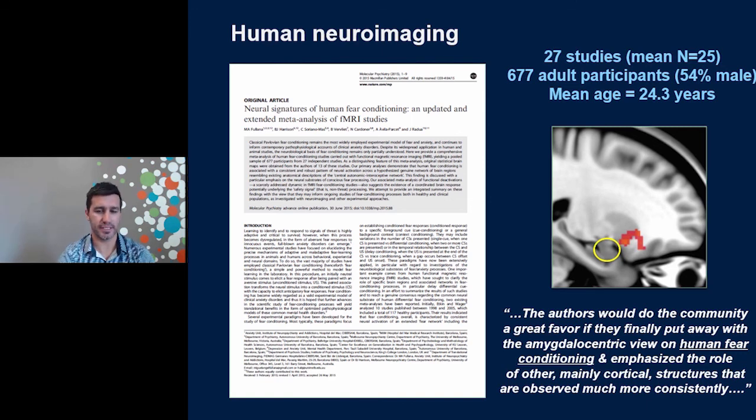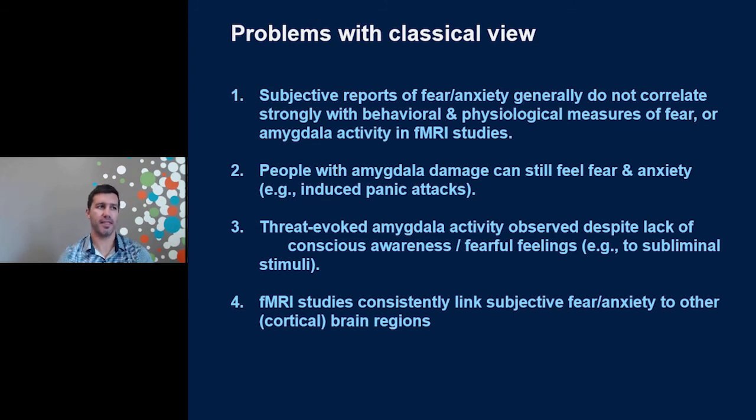Actually, one of the reviewers of this manuscript stated quite emphatically that the authors would do the community a great favour if they finally put away the amygdala-centric view of human fear conditioning and emphasise the role of other, mainly higher cortical structures that are observed more consistently. So it's quite interesting feedback. And I think it probably is part of a building or mounting case that highlights some of the problems with this classical view. And there are other lines of evidence that would suggest that we need to expand our thinking about fear and anxiety in the brain.